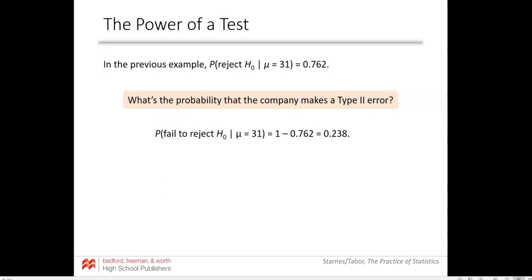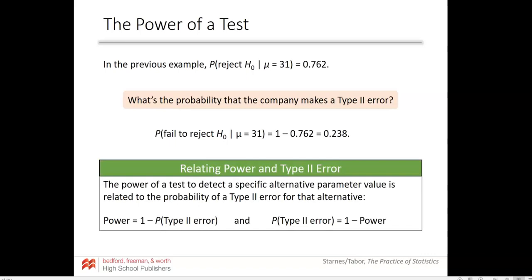Because you either reject the null or you fail to reject the null when the mean is 31. Those are the two options, so they're going to add up to 100%. This is the formula. It's very nice to know this. Power is 1 minus the probability of type 2 error, or type 2 is 1 minus the power. So they're definitely like complements, inverses of each other. One goes up, the other one goes down by the same exact amount.